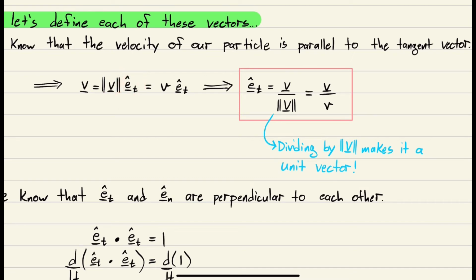Fine. Notice this little script v. This denotes speed. This is equal to the magnitude of the velocity vector. So we can say the magnitude of the velocity is equal to this number. It's a scalar speed in the E sub t direction. If we just divide out our speed, we'll end up with this right here, the definition for E sub t. And you can note that dividing by the speed makes it a unit vector. So this here is a unit vector. Notice the little hat above our E sub t. So this is our tangent vector definition. It's the velocity vector divided by speed.